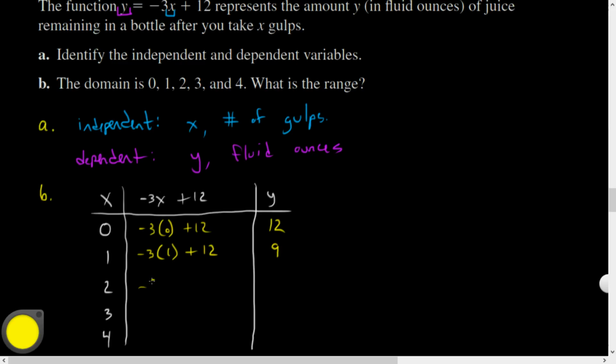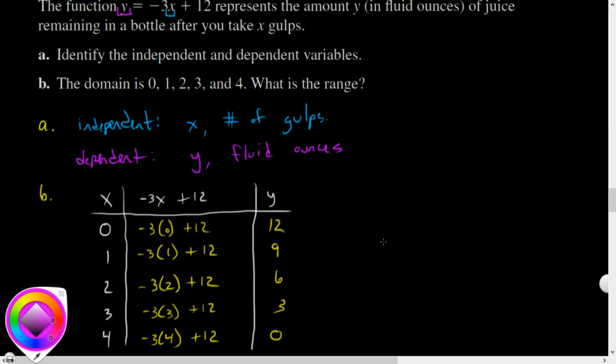Input 2. Negative 3 times 2 is negative 6. Negative 6 plus 12 is 6. And then we just go from there. Negative 3 times 3 is negative 9. Plus 12 is 3. And plug in 4 for x. Negative 3 times 4 is negative 12. Add that to 12, I get 0. How many ounces do I drink per gulp? Side question. Looks like 3 ounces, right? Every gulp, it's going down by 3.